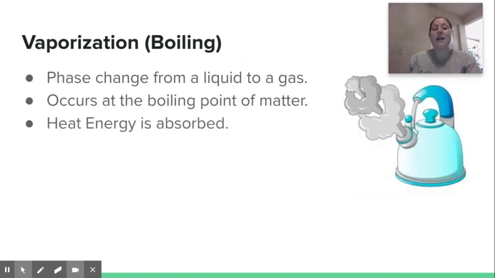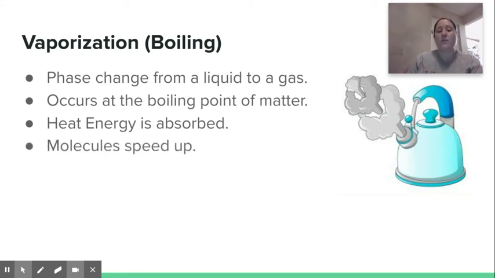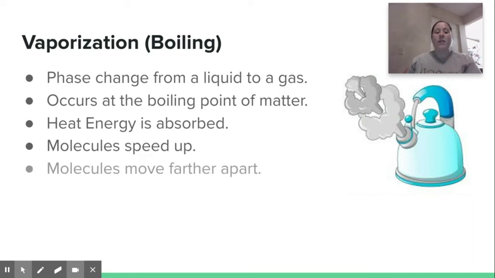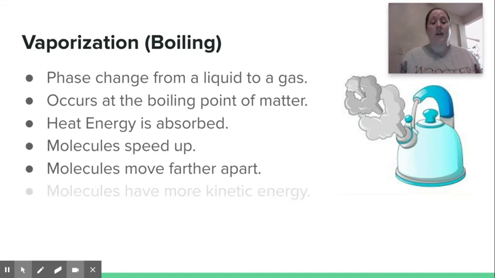Vaporization is a phase change from a liquid to a gas, and it occurs at the exact boiling point of matter, and heat energy is absorbed. Therefore, the molecules speed up and the molecules move farther apart. Let me just pause here for a second and stress to you that if you have heat energy absorbing, the molecules are going to speed up, they move farther apart, therefore they're going to have a greater amount of kinetic energy.